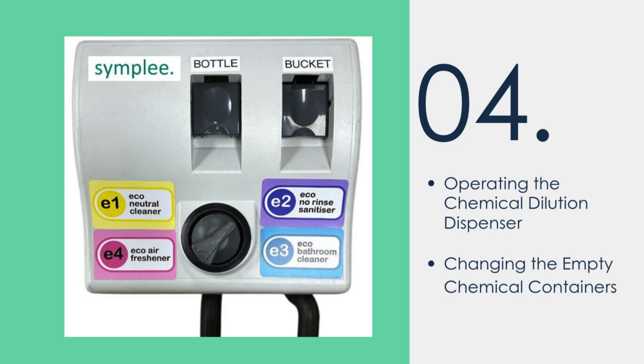Module 4. Operating the chemical dilution dispenser and changing the empty chemical containers. The image on the left shows a Select 4 chemical mixing station. The unit which is installed on your location will look very similar to this. It is essential to familiarise yourself with this chemical mixing station. You will note there is a dial at the base which can select different types of chemical when turned. There is also a bottle and a bucket button which will disperse into different tubes for different purposes.